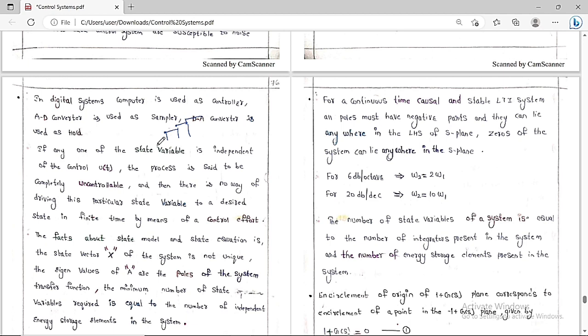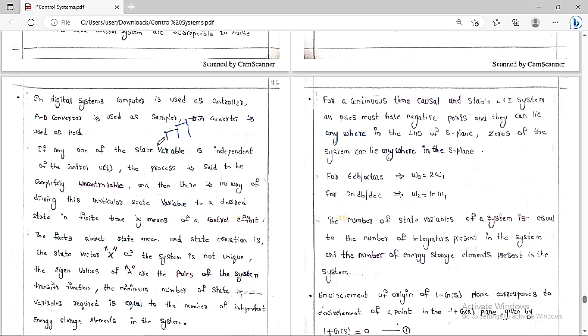In the case of digital systems, the computer is basically used as the controller because the computer can give the control signals for the plant in order to make the actual output equal to the desired output. That is the basic function of the computer.